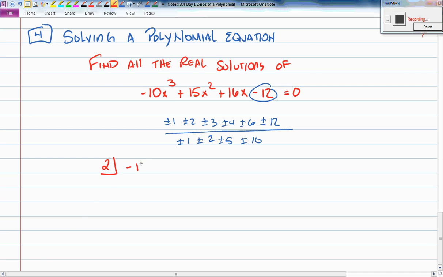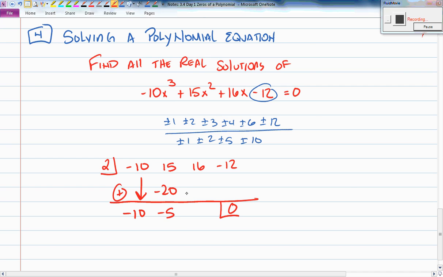So I'll have negative 10, 15, 16, and negative 12. We're going to bring down the negative 10, and we're looking for a 0 in the remainder. Hopefully I'm going to get a 0 down here if this is right. So this gives me negative 20, negative 5, negative 10, 6, and 12. Looks like I'm good to go. So I've just verified that one of my zeros is indeed a 2.